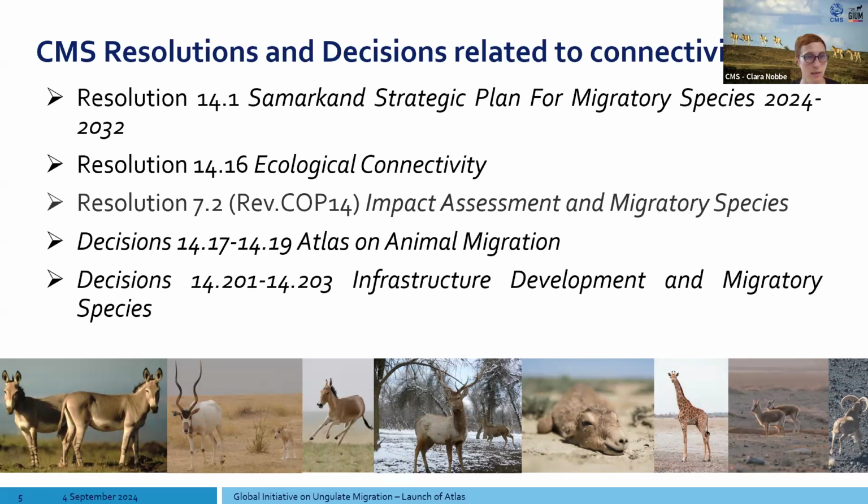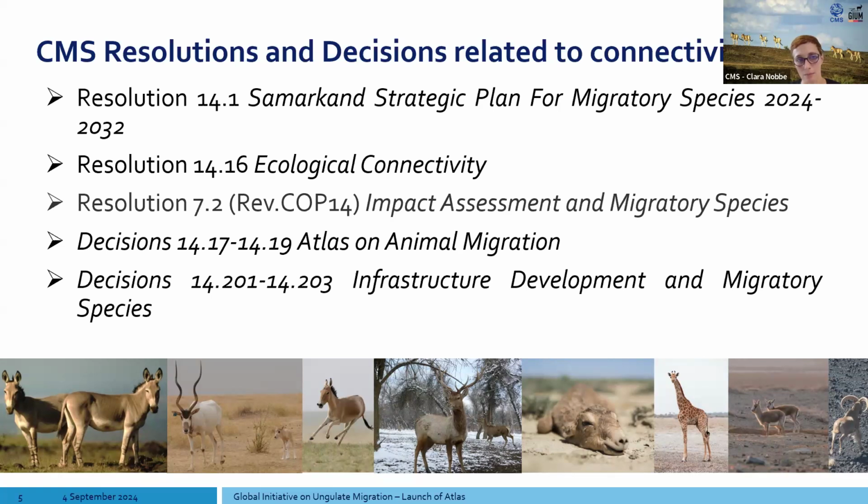And then, as Amy already mentioned, the convention agreed on developing an atlas on animal migration, which at the moment is mainly covering bird migration. So we are extremely happy that now with Guillaume, we also have an atlas and data on ungulate migration.